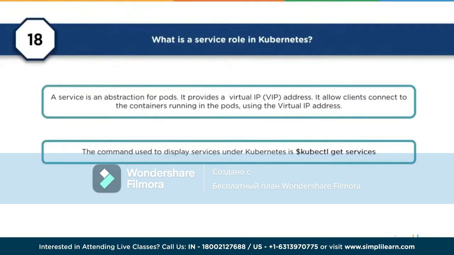So what is a service role in Kubernetes? A service role is an abstraction for all the pods. It provides a virtual IP address and allows clients to connect to containers running in the pods using that virtual IP address. And the command that you would use to get that is quite a simple one. It's kubectl get services, and you get a full list of all the services that are available.